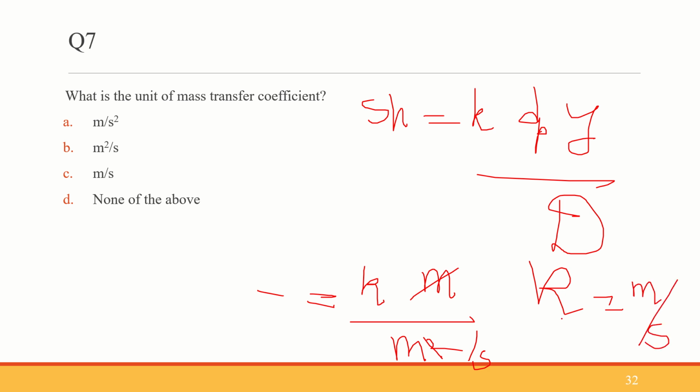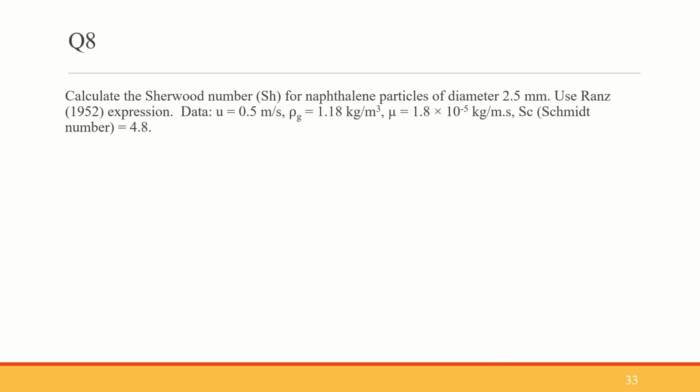If you don't know certain units but you remember certain other units, you just try to correlate any formula and get the unit for that. The answer is option C, meter per second. So now we will move on to question 8.